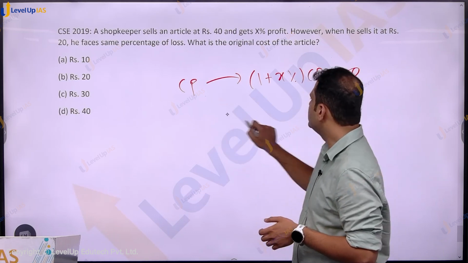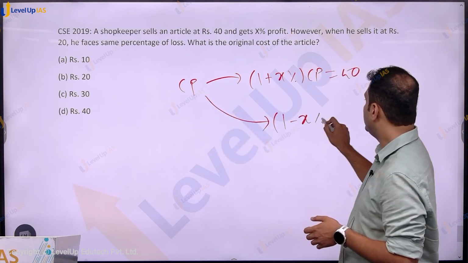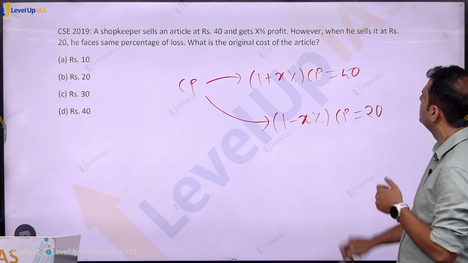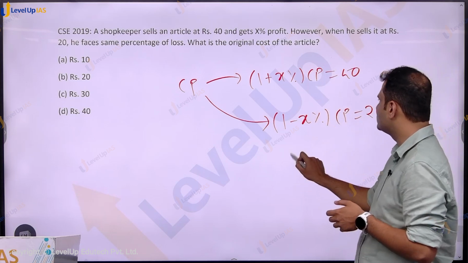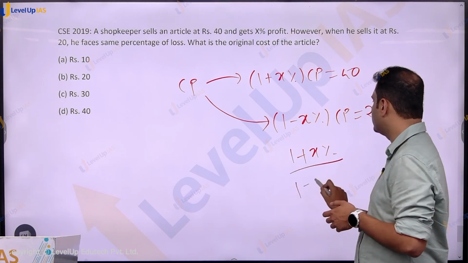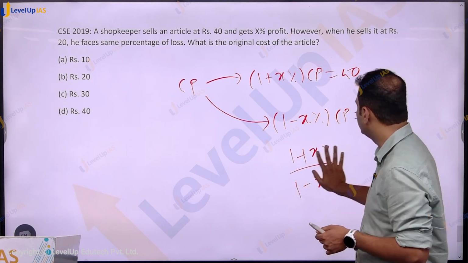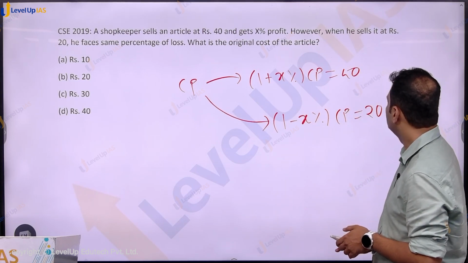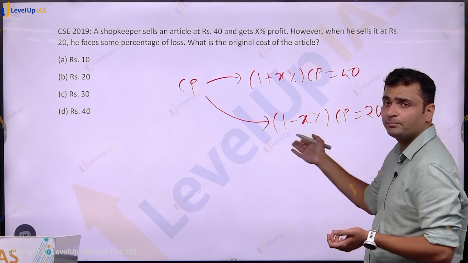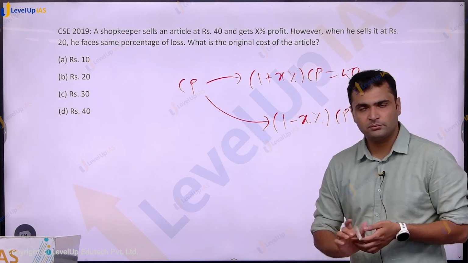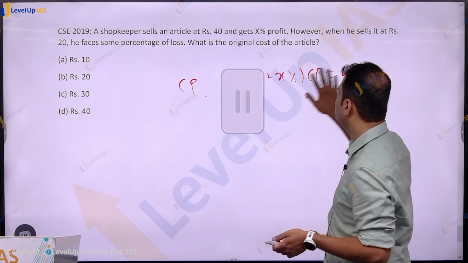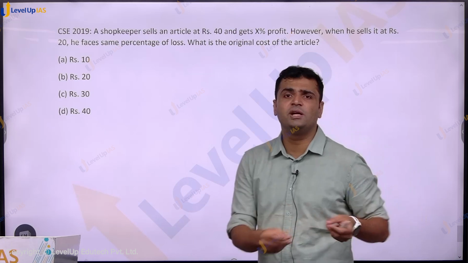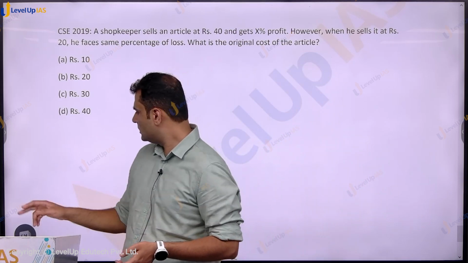And if he sells at 20, then he gets a loss of X%. So (1 minus X%) of CP is 20. So if you divide, CP will get cancelled. So you'll get (1 plus X%) divided by (1 minus X%). No, you don't want CP to get away. You want X to get away. Okay, let us divide. Then you'll find the X. And then put that value of X, you'll find the CP. So 2 equations, 2 unknowns, you can solve. Anyway, but by observation also, you can obviously see that only 30 is the price between 20 and 40. No need to calculate. Fine.